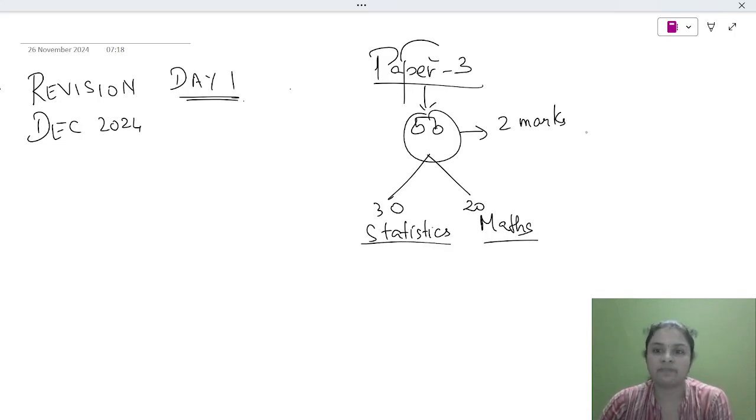Okay, we do not have negative marking. So if you do not answer a question, it is just going to be 0 marks, or if you answer it wrong, it is just going to be 0 marks. So there is no concept of negative marking.